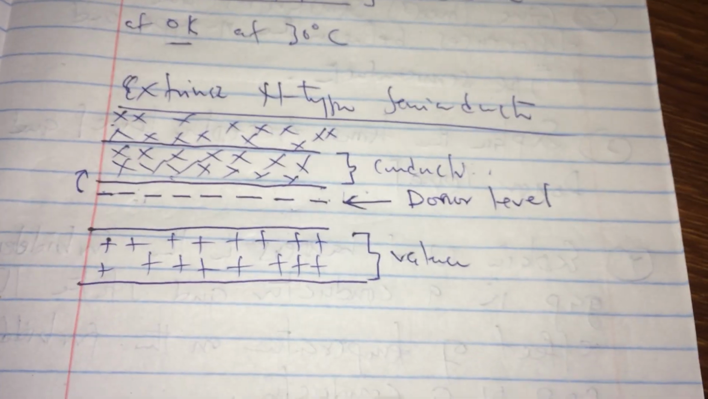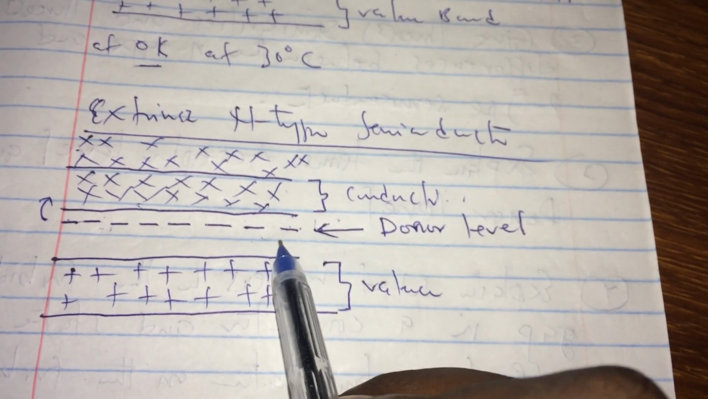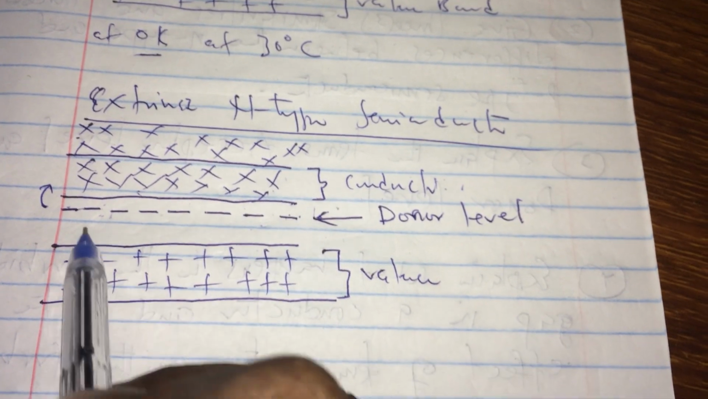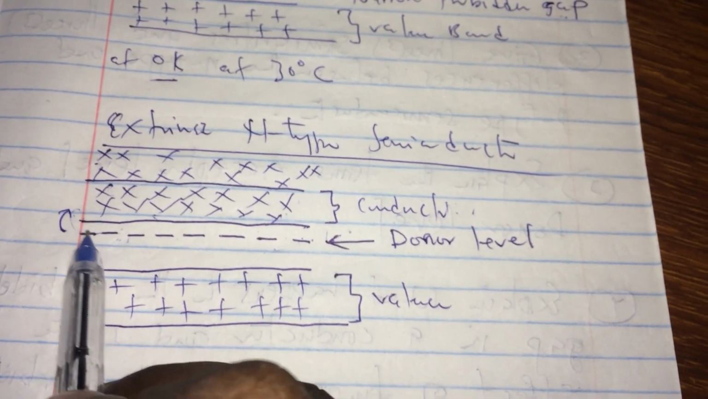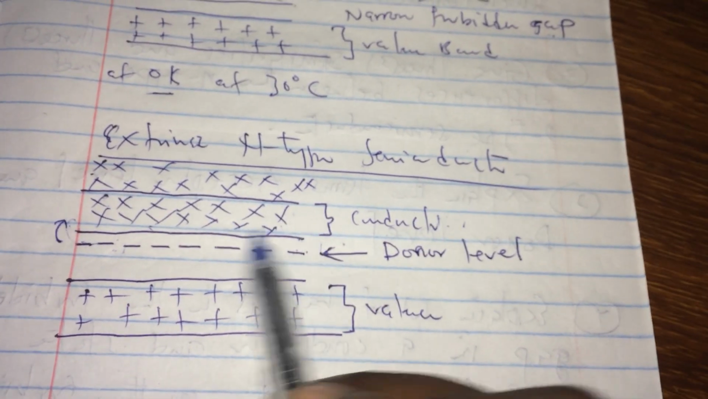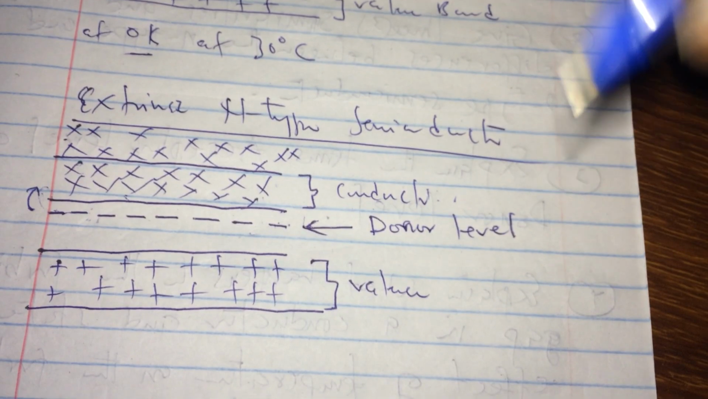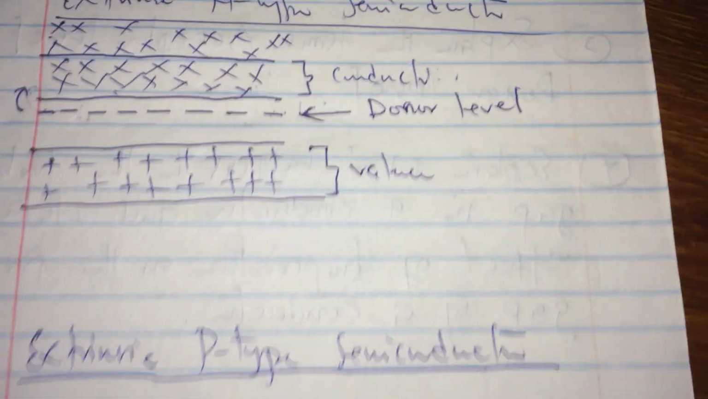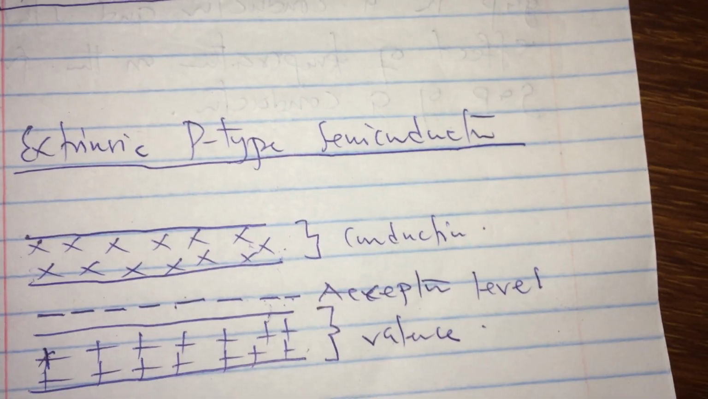However, with the N type, the donor level is much closer to the conduction band, and since it is closer to the conduction band, it is very easy and requires a smaller amount of energy for electrons to move to the conduction band for conduction to take place. So that is the difference between the extrinsic N-type semiconductor and the extrinsic P-type semiconductor.